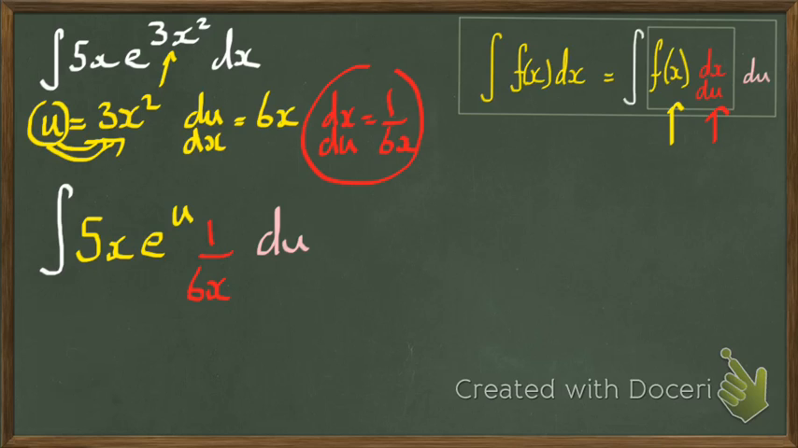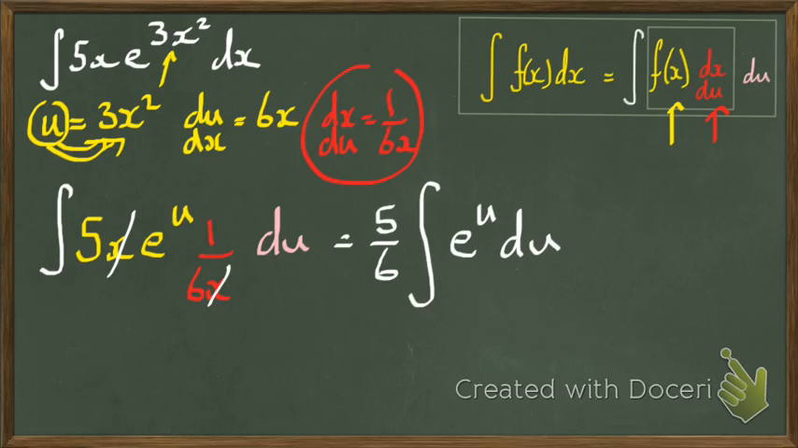Now I'm just going to tidy things up. I'm going to go back to one straight colour, and the x cancels with the x, giving me 5 over 6, which I'm going to take outside the integral, because you can do that if you have just a number. I'm left with 5/6 of the integral of e to the u du, and that's it. I've achieved it.